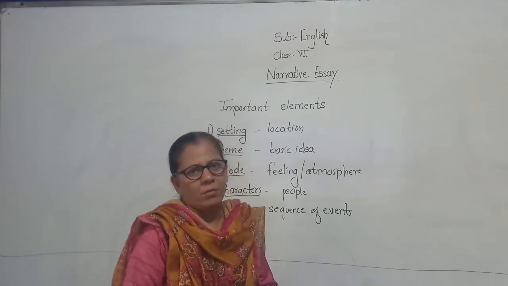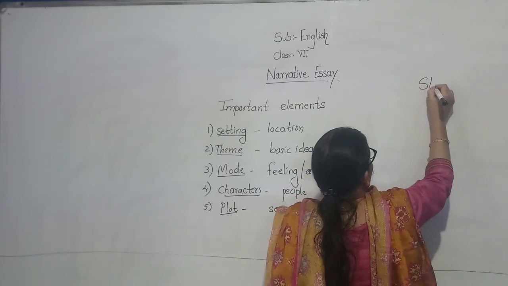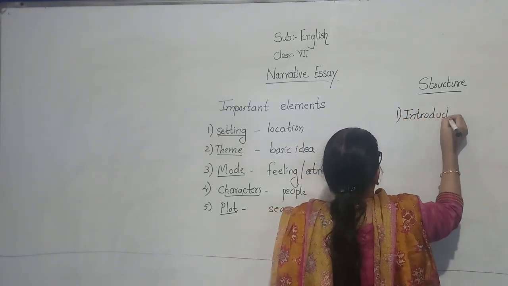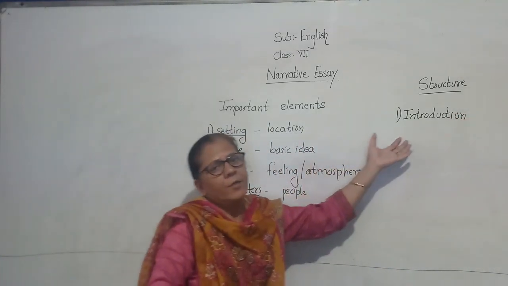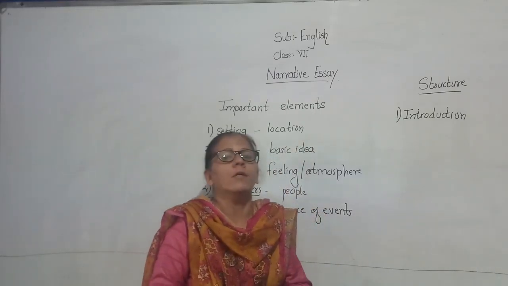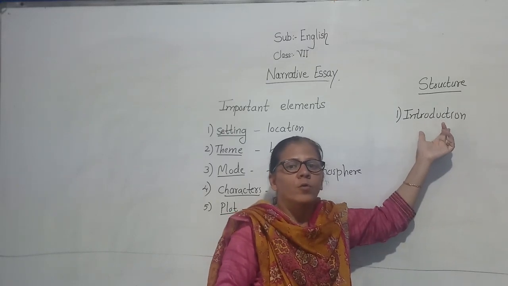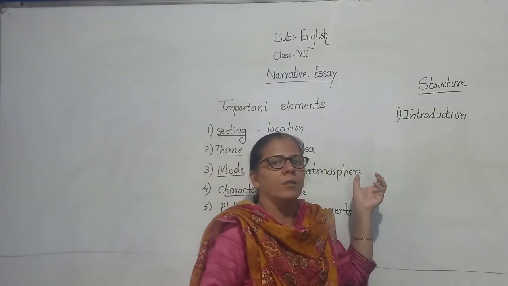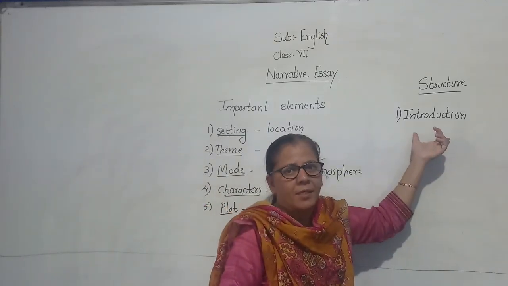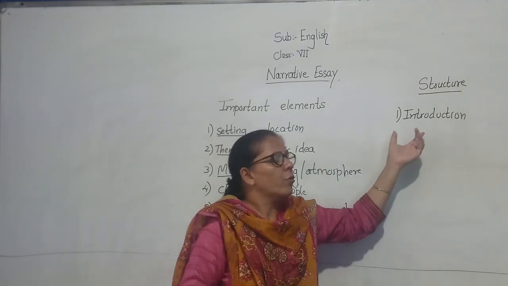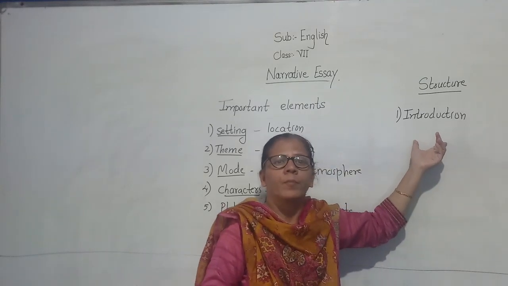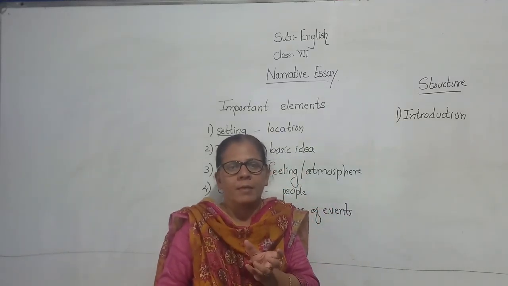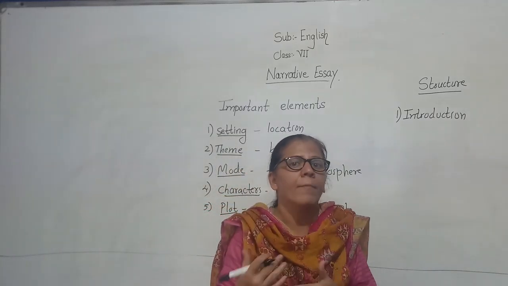So let us see the structure of narrative essay. First is introduction. Now what is introduction? Introduction is the paragraph that begins your story. So in introduction, you have to describe the setting. Now what is setting? That is location where the action or story takes place. So you have to describe it in the introduction, that is the first paragraph. You have to introduce the characters as well in this paragraph. And you have to prepare the reader for the action to come. Hence, now a reader should start thinking what happens next.